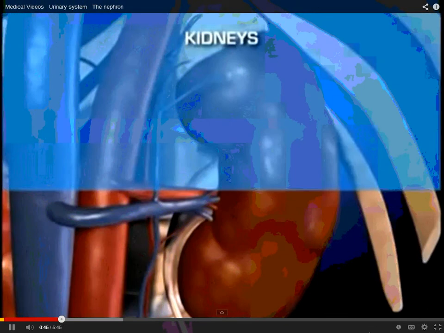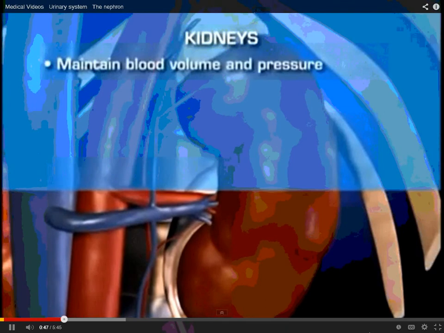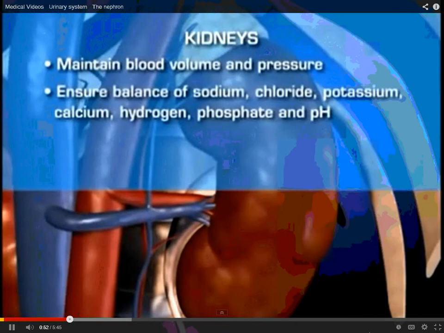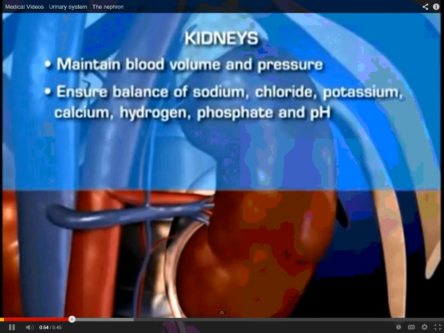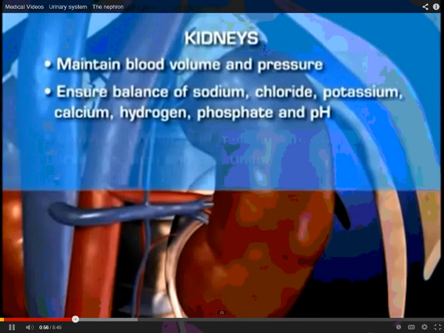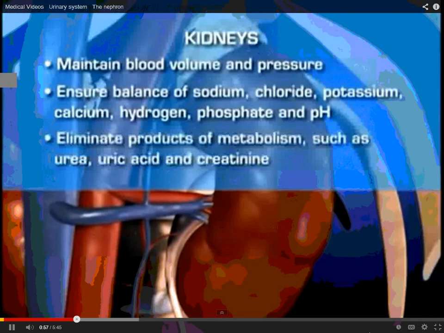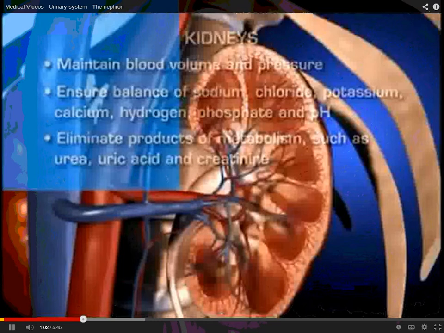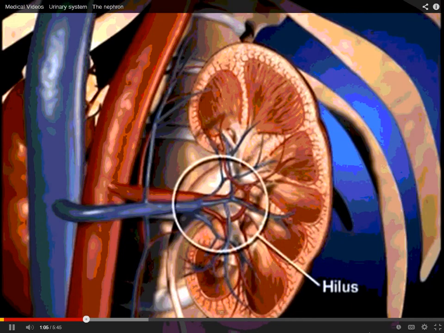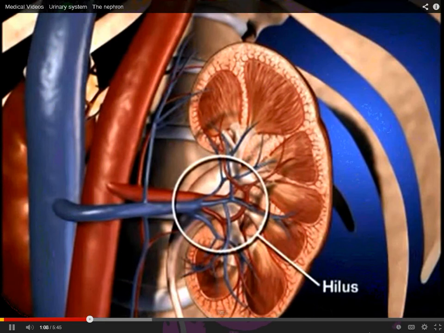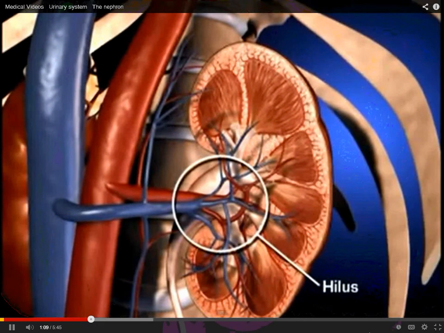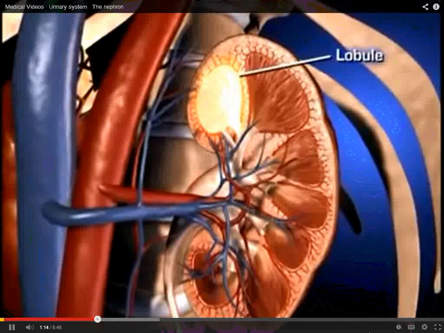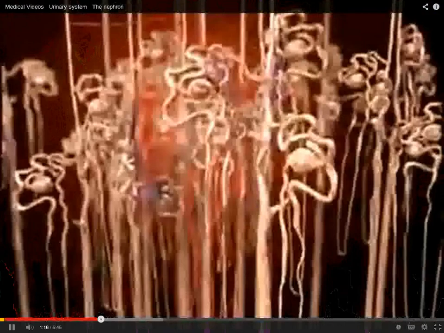By adjusting blood composition, the kidney maintains blood pressure and the proper balance of sodium, chloride, potassium, calcium, phosphate, and pH, and eliminates products of metabolism such as urea, uric acid, and creatinine. The medial border of the kidney has a fissure, the hilus, where the blood vessels, nerves, and ureter connect. The kidney is composed of up to 18 lobes. Each lobe is composed of nephrons.